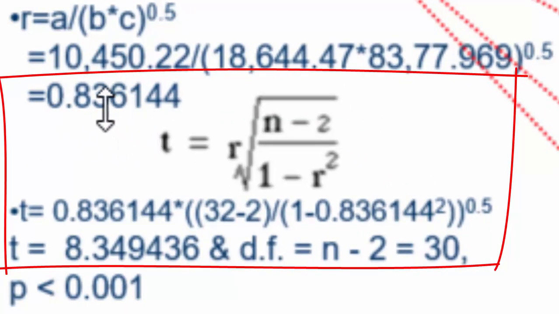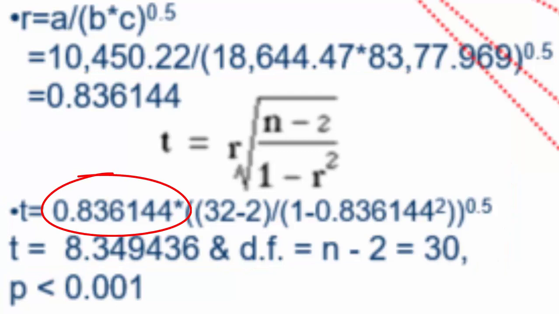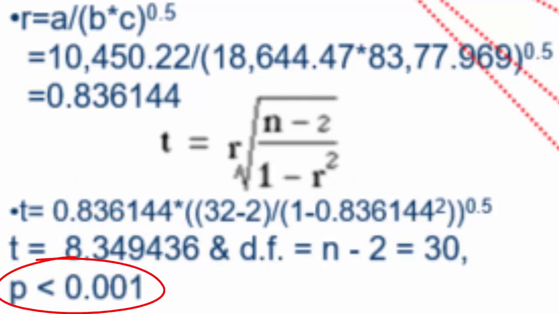Now we are going to convert the value of R to become T. So you put the R there, from 0.83, you put here. You put here, then you will see that there's another R here. Then you get the value of the T equivalent to this, 8.34. The P value is going to be very significant.